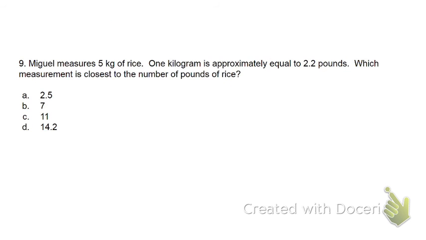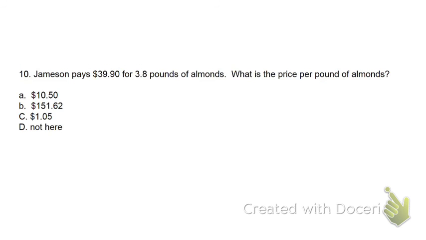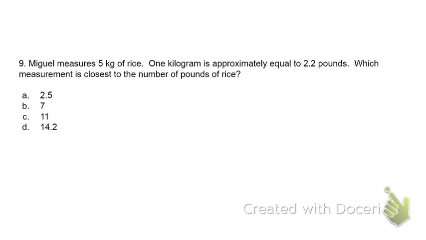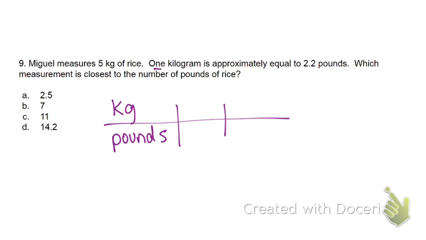All right, Miguel measures 5 kilograms of rice. 1 kilogram is approximately equal to 2.2 pounds. Which measure is the closest here? Oh, I'm so sorry. So this is a ratio table because I'm converting from one unit of measurement to another. I have kilograms and pounds. Okay, so 1 kilogram is 2.2 pounds. That is your given ratio.